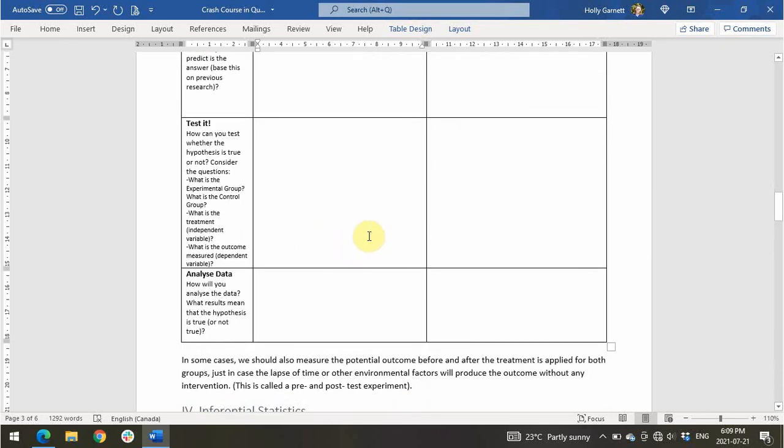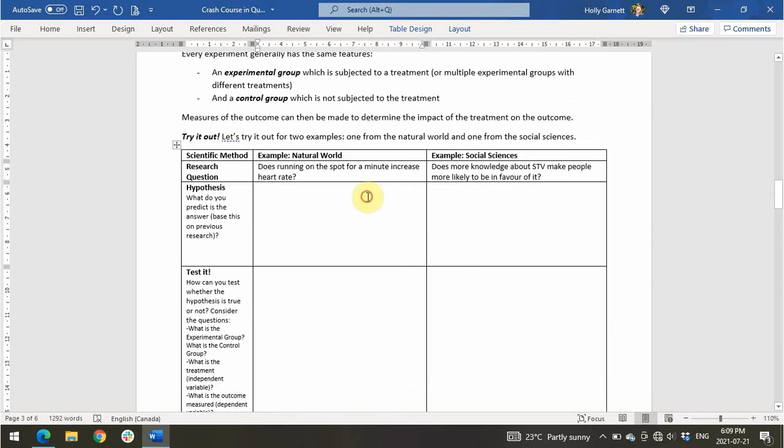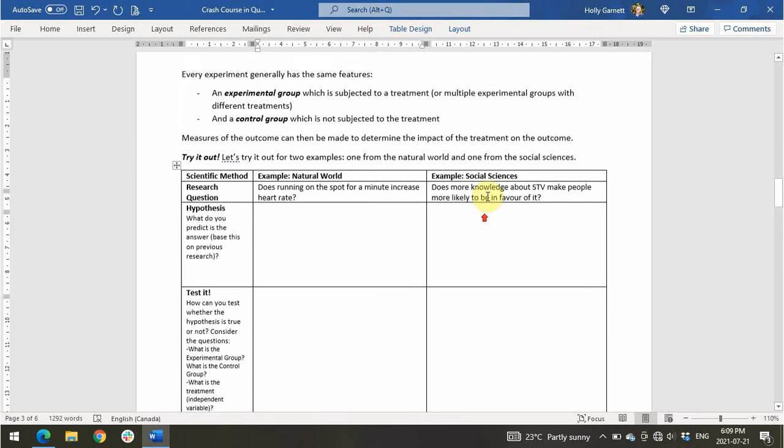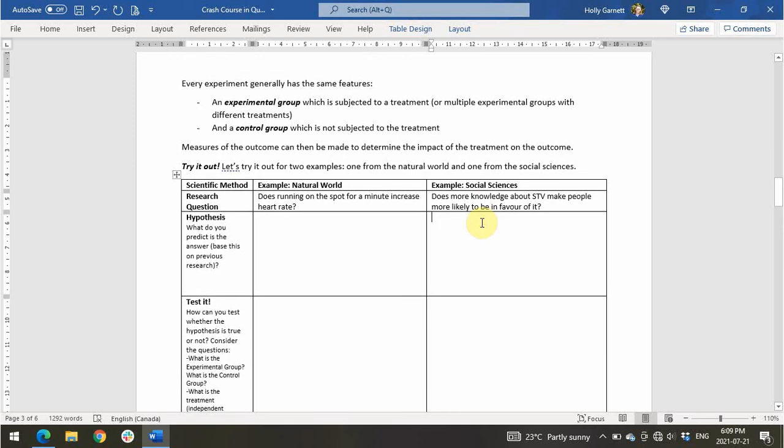And then you take the 2 heart rates, you take the average, and we find that the people who did run on the spot for a minute had way higher heart rates. Okay, makes sense. Now you might be saying, yeah, but how do you do this in the social world? You can't experiment on people in the social world, but actually you can.